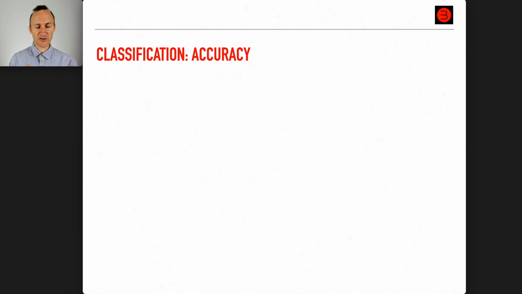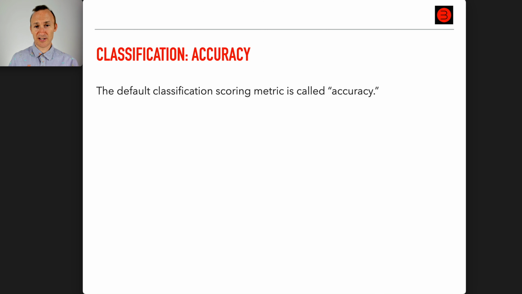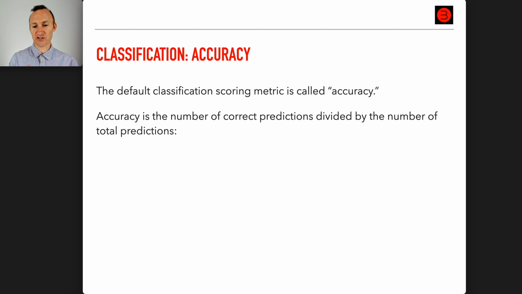Okay, now let's turn to classification, and let's start with accuracy. The default classification scoring metric is called accuracy. Accuracy is the number of correct predictions divided by the number of total predictions, given as accuracy equals correct divided by total. If 81% of predictions are correct, accuracy will be 81%.